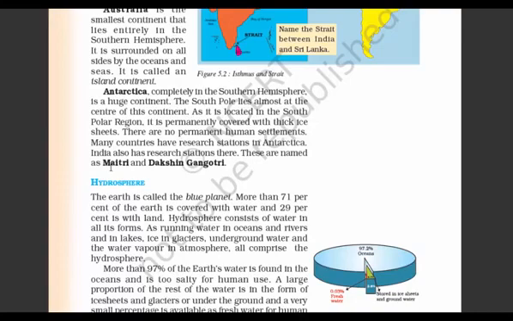So the two famous research stations of India that are there in Antarctica are Maitri and Dakshin Gangotri. Remember this, Dakshin Gangotri and Maitri.